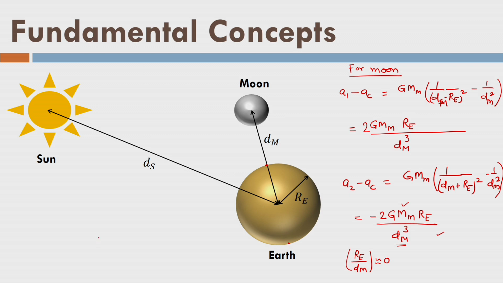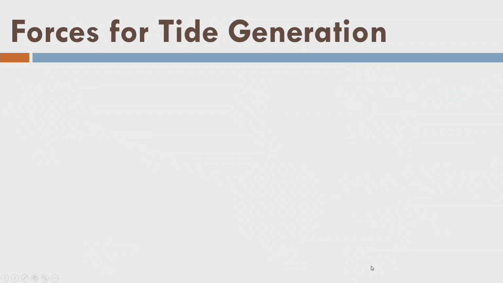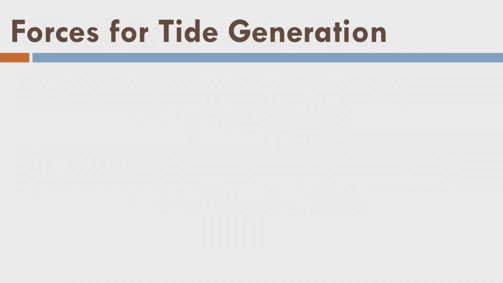Similarly, here if we derive such formulas, we have to take an assumption that the ratio of the radius of earth to the distance between sun and earth, center to center, is approximately 0, because this radius of earth is very small compared to this distance, and similarly here also. Now, what are the forces for tide generation? How is tide generated? We have learned what the forces working on this are.